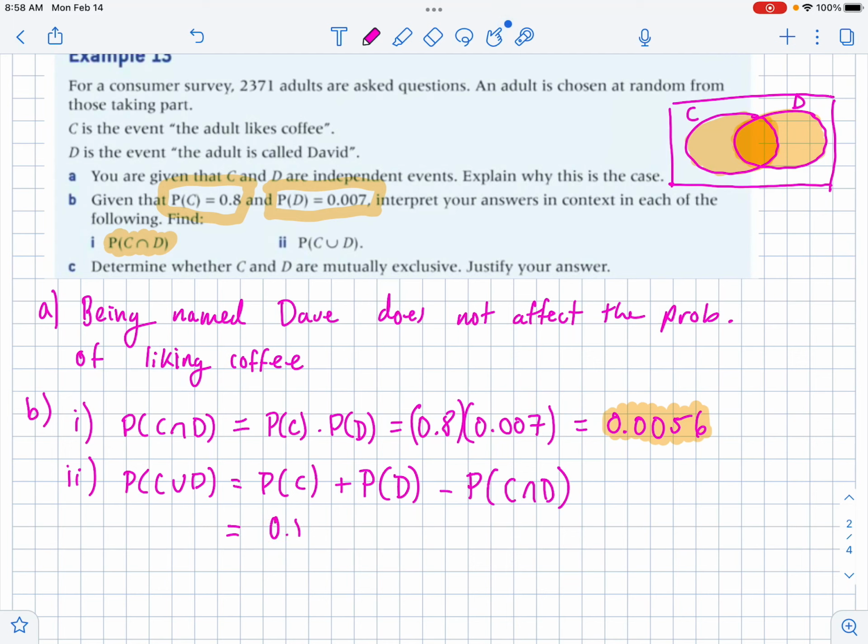So this is 0.8 plus 0.007 minus 0.0056, which is about 0.8014.